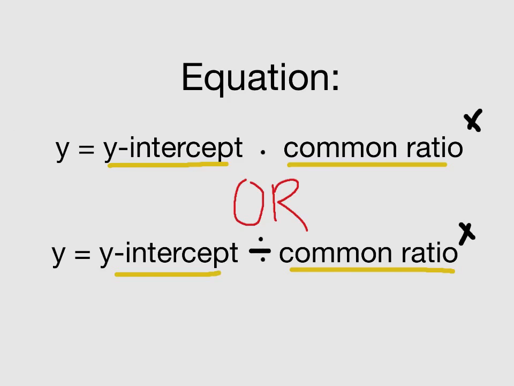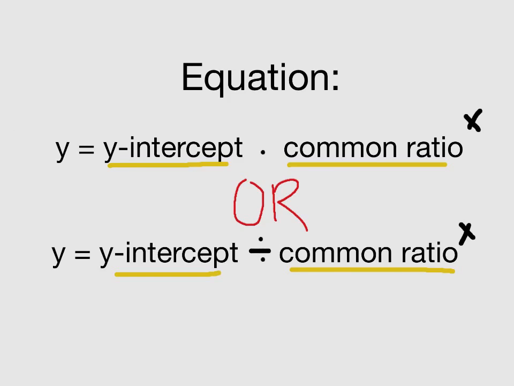Remember that there are two types of equations for exponential functions. It is either y equals your y-intercept times your common ratio raised to the x, or it can also be y equals your y-intercept divided by your common ratio to the x.